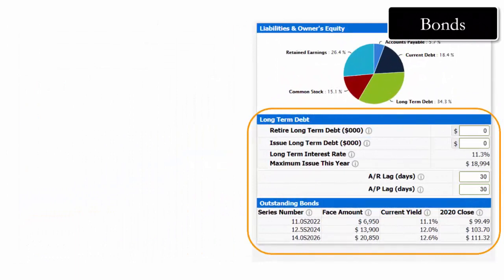Your company can also retire and issue bonds. All bonds are 10-year notes. You can retire bonds before they mature. When you retire bonds before their due date, your company has to pay a 1.5% brokerage fee.